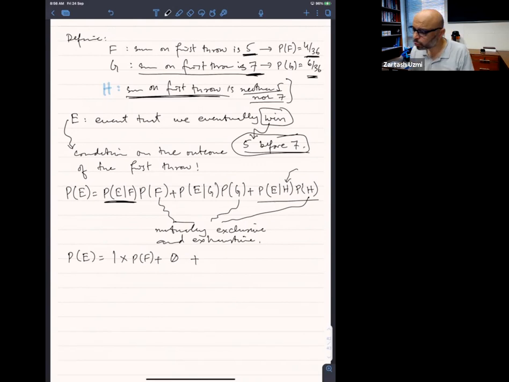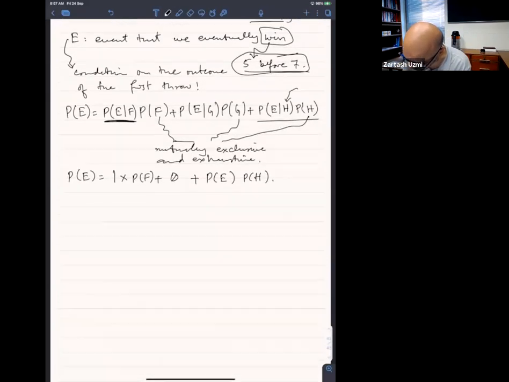If you don't get a 5 or a 7, then you are back to square one. You are standing at the same place where you were before. Now the probability of E happening is exactly the same as it was before the first throw, which means this would be probability of E. And then the probability of H.